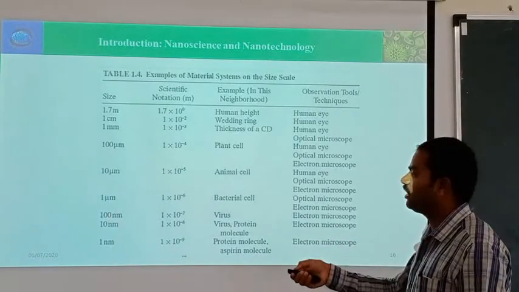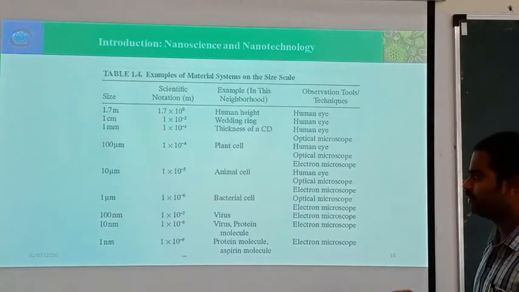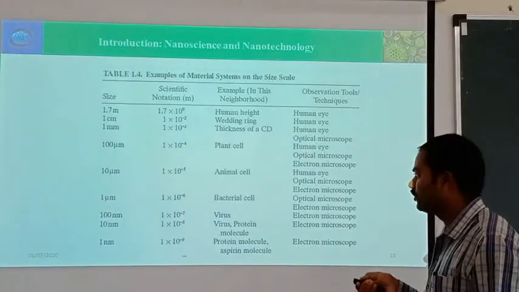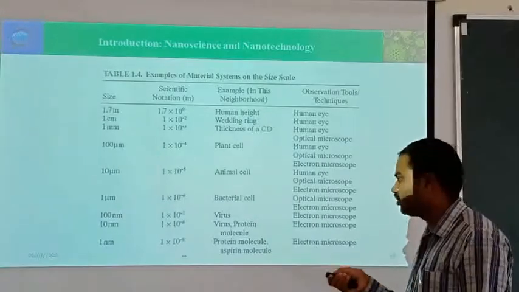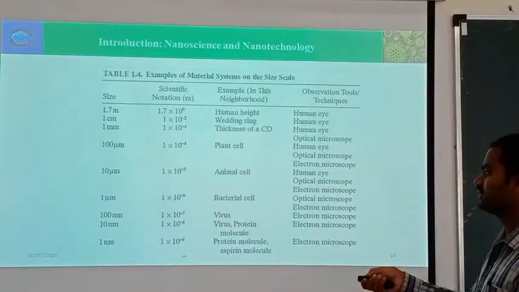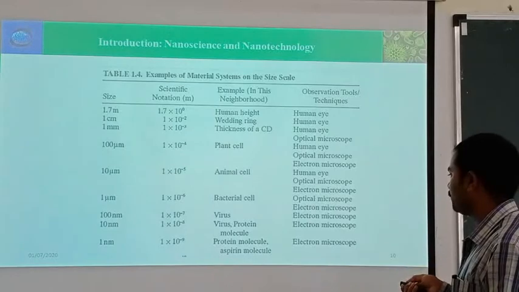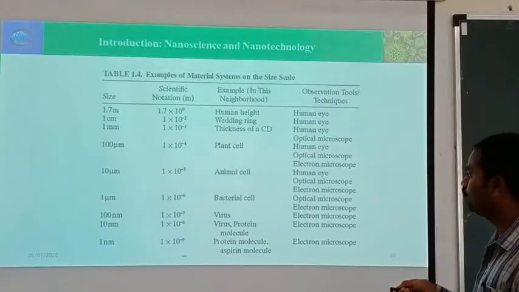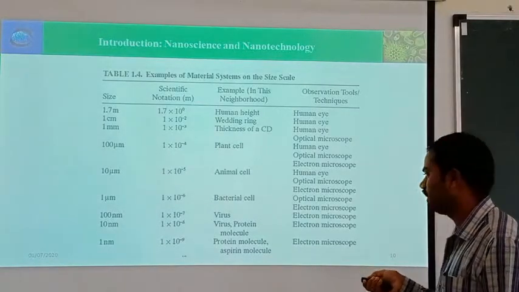Up to now we have checked up to 10 nanometer. Below that, consider the nanometric scale 1 nanometer, 1 into 10 to minus 9. Some protein molecules are in the range of 1 nanometer, and the size of aspirin molecules is in the range of 1 nanometer. You cannot go with the optical microscope, you have to use the electron microscope to see this particular protein molecule or aspirin molecule.